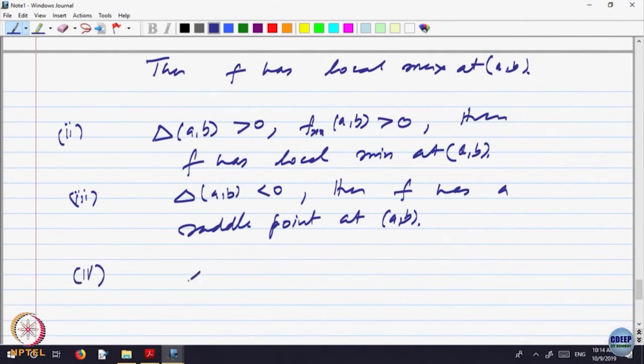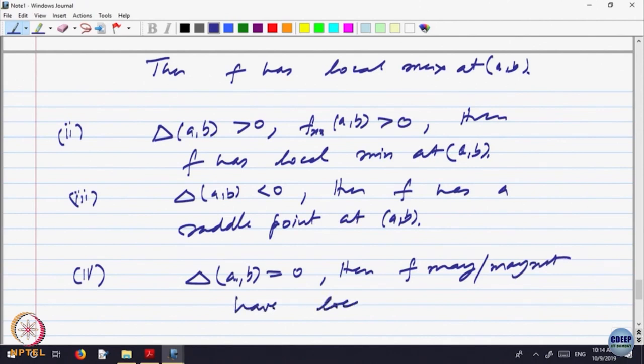What is the possibility left? The discriminant is equal to 0. Then f may or may not have a local maximum or minimum. What does the statement mean? This means that from the test you cannot conclude anything. The function may have a local maximum at that point, a local minimum, or a saddle point, anything is possible, or none. Then you have to employ some other method. It is like one variable: if the second derivative is equal to 0, then you cannot conclude that the function has a local maximum or a local minimum. You may have to go to the third derivative or some other method. So these are only sufficient conditions.